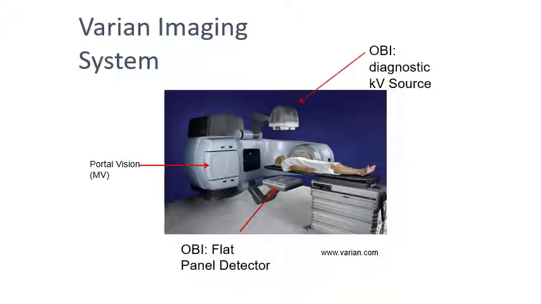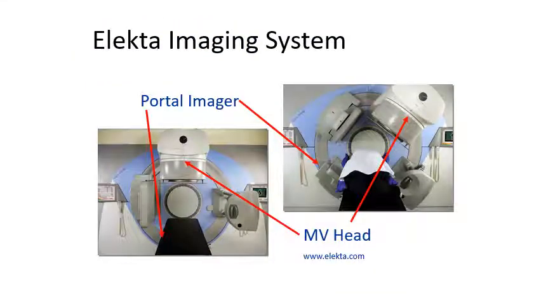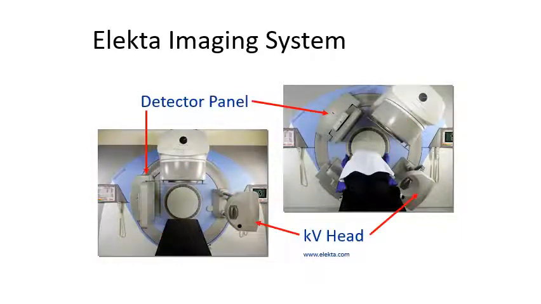This slide shows the imaging components and their arrangements on a Varian linear accelerator. This slide shows the megavoltage imaging components and their arrangements on an Elekta linear accelerator. This slide shows the kilovoltage imaging components and their arrangement on an Elekta linear accelerator.